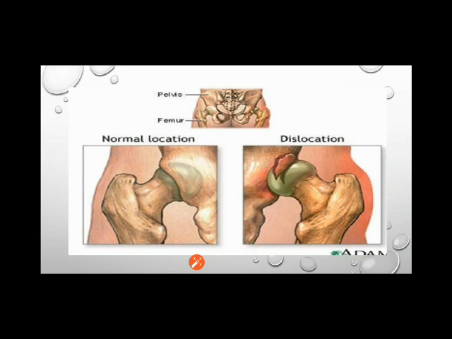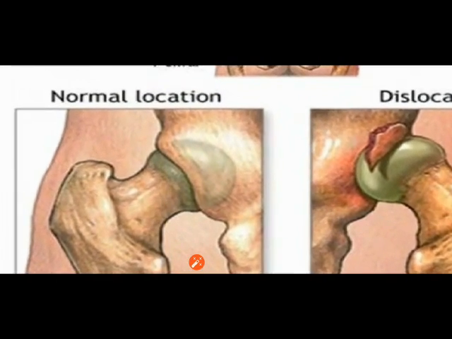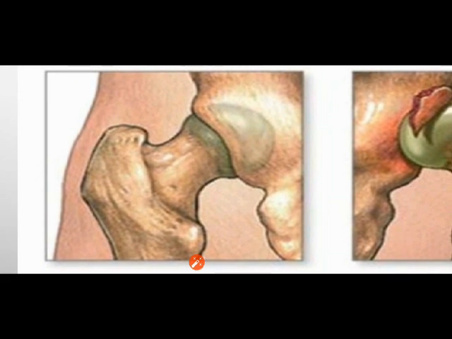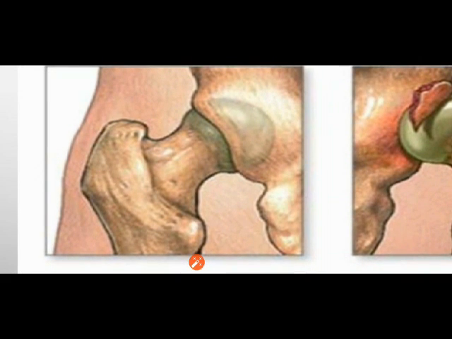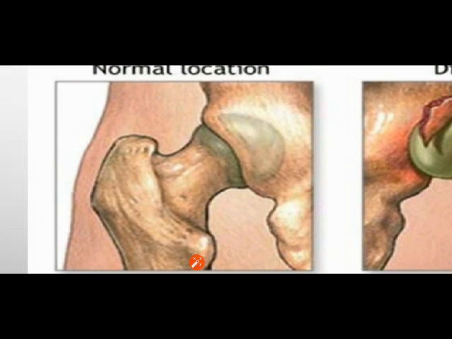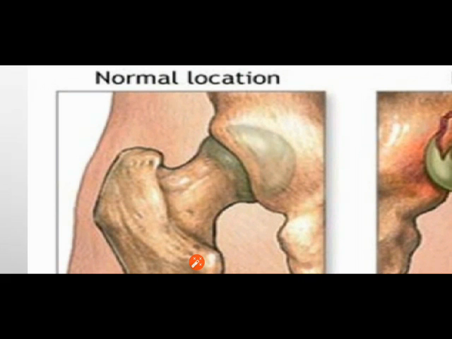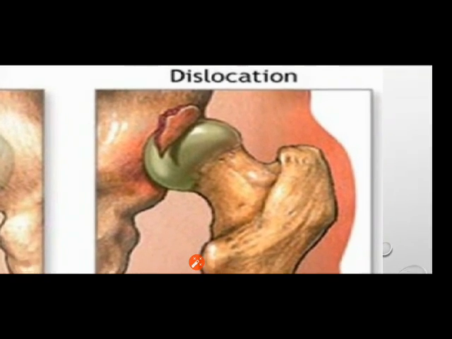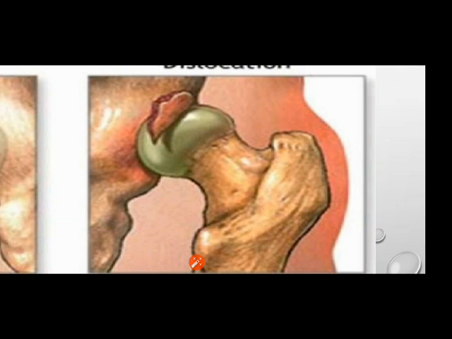Next, here you can see how the normal joint is. The femur is completely settled in the acetabular cavity. Okay, in the dislocation, we can see the femur is out of the acetabular cavity. This is the main difference.